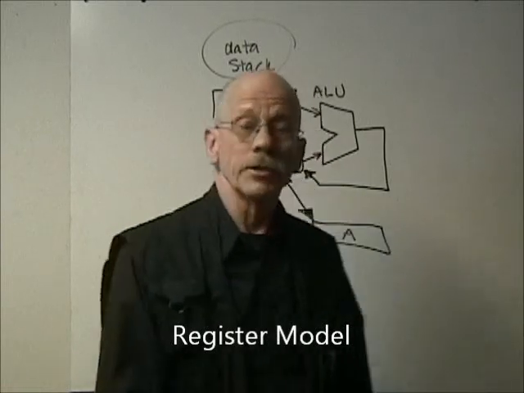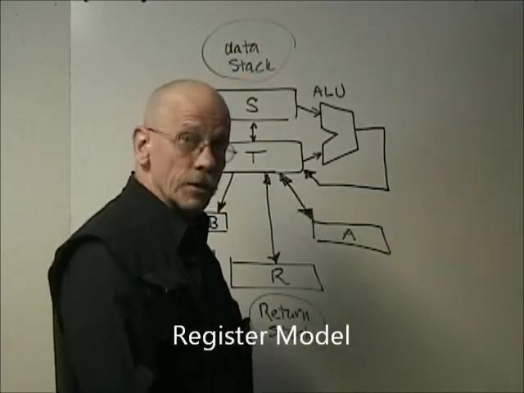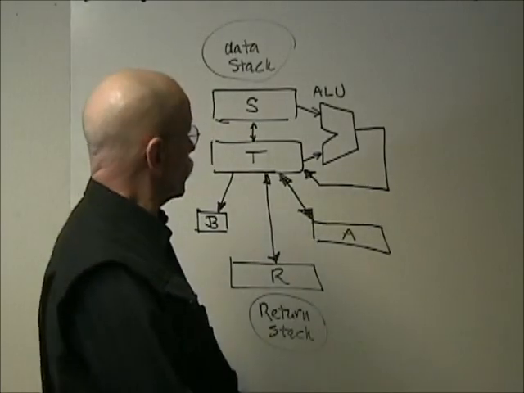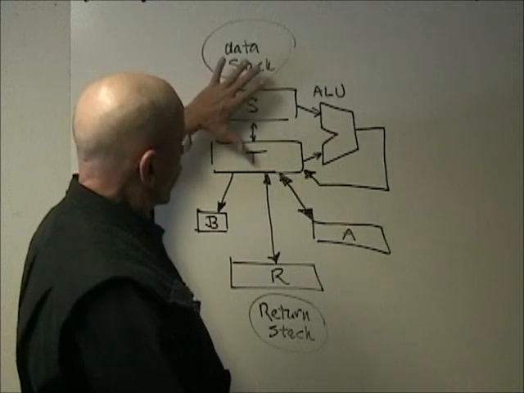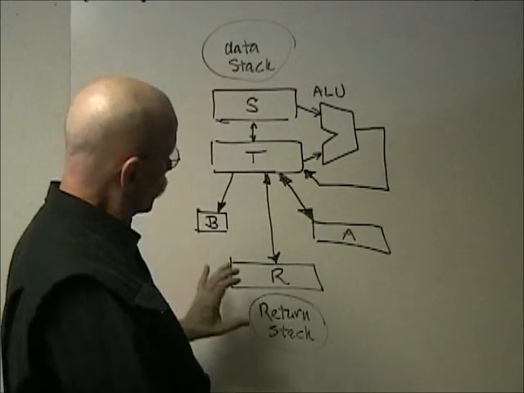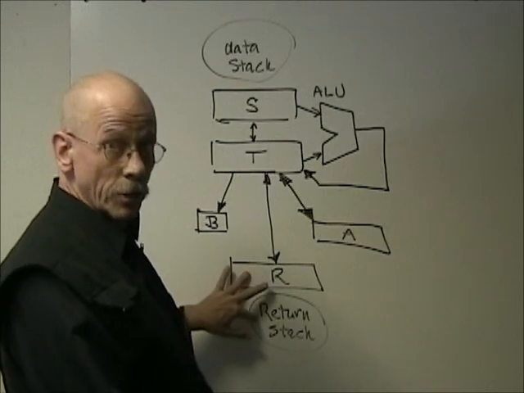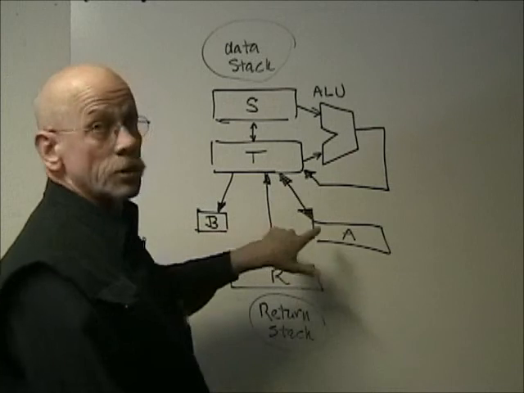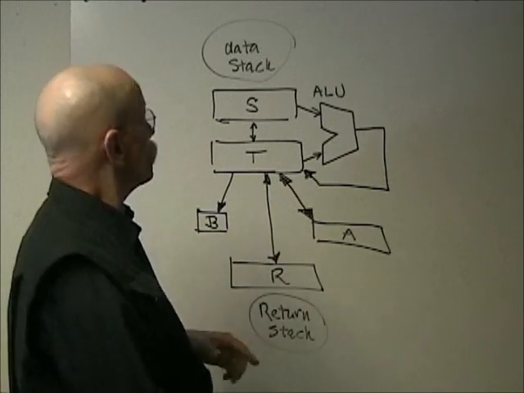Next, let's review the register model of this computer from the perspective that you would often look at it for a typical CPU. Again, we have S and T, which are part of the 10-element data stack, as we've explained. R, which is part of the 9-element return stack, as we've explained. And A and B, which are address registers, as we've explained.